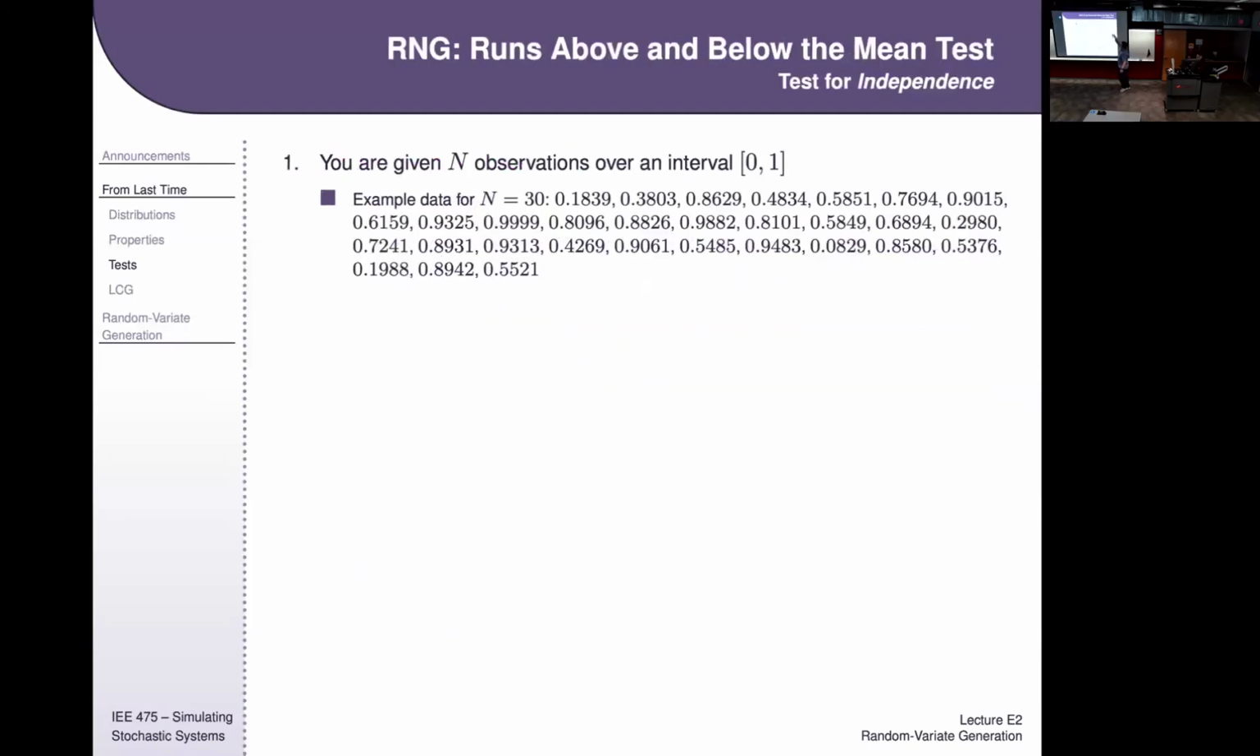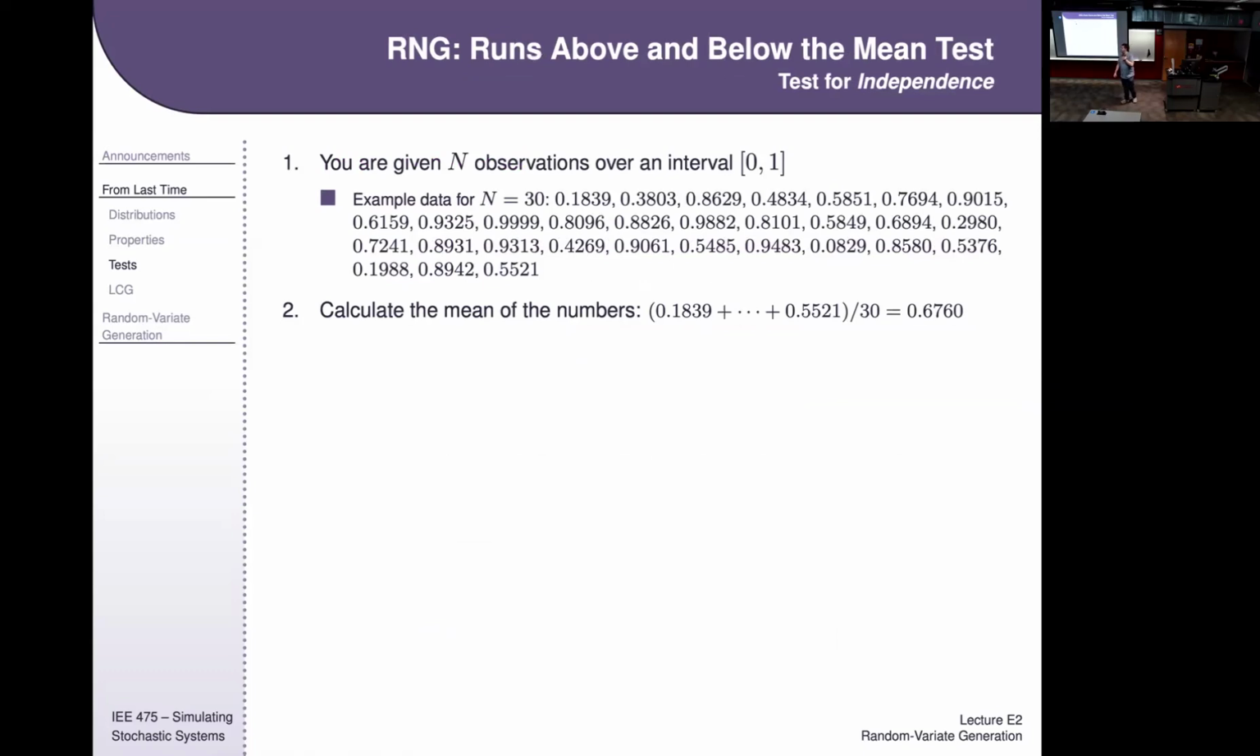So let's say I give you 30 data points, just like before. And the question is, are they independent? Is there a pattern here? I don't see a pattern when I look at this, but I want to ask, does it make sense statistically that there is no pattern here? So what I'm going to do is first calculate the mean of all these numbers.